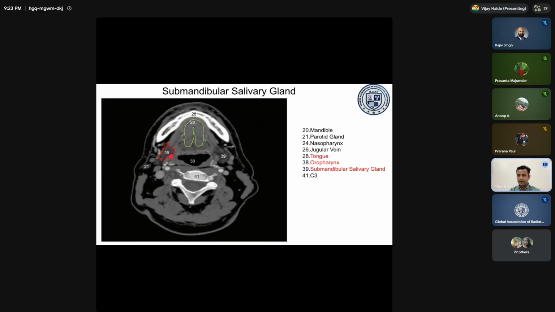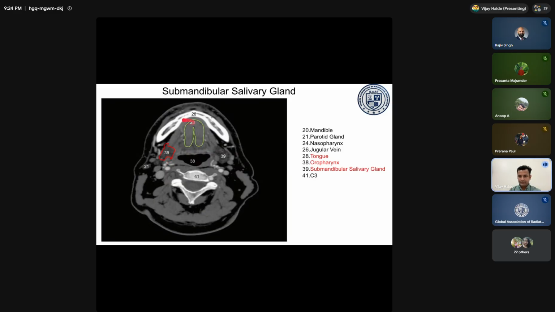Number 39, we can see the submandibular salivary glands, which also help in salivation. They are very close to the oral cavity. So matching them will be a very difficult task during treatment if post-operated cases are there. This is the C3 vertebra. These submandibular glands contribute significantly to saliva production, so matching this perfectly is very important.